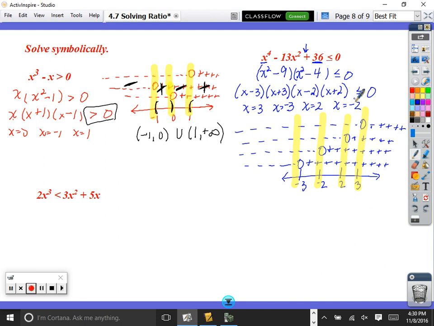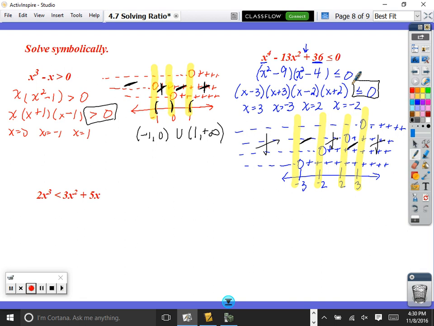And again, I'm multiplying all my factors. Negative, negative, negative, negative make a positive. Negative, negative, negative, positive are a negative. Negative, negative, positive, positive are a positive. Negative, positive, positive are a negative. And all positives make a positive.